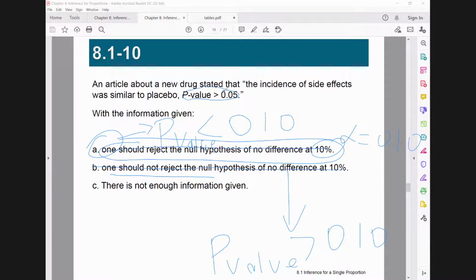The second one is also wrong, because the first one means the p-value is less than 0.1 and the second one means the p-value is more than 0.1. However, I don't have any idea whether the p-value is less or more than 0.1. I know just that it's more than 0.05. Then the first case is possible and the second is possible too. I cannot conclude. That means there is not enough information to conclude. That's why the correct answer is that.